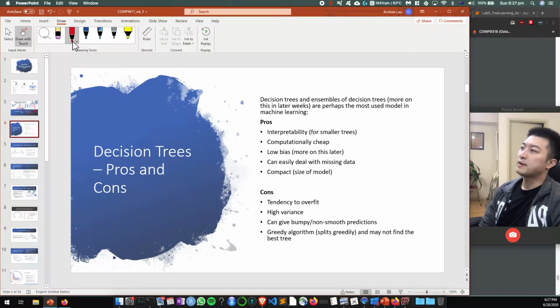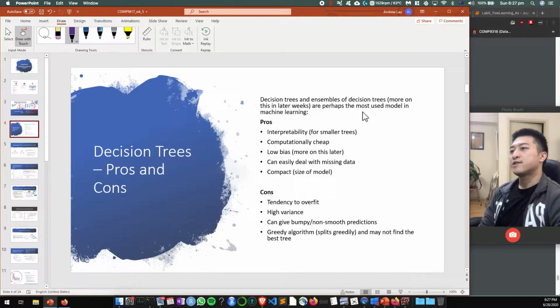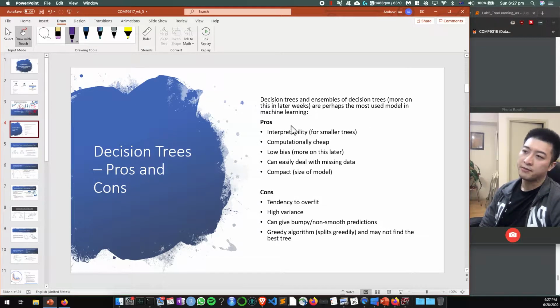Cool. So let's talk a bit about some pros and cons of your decision trees. As I say, it's one of the most popular, arguably the most popular algorithm in machine learning, depending where you work. If not decision trees, then derivatives of it, say ensembles, things like your random forest, and of course your GBMs. Very popular. There are some pros.